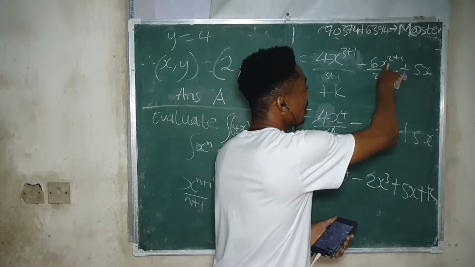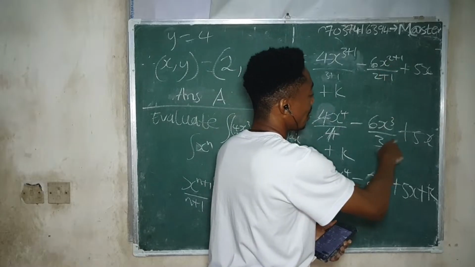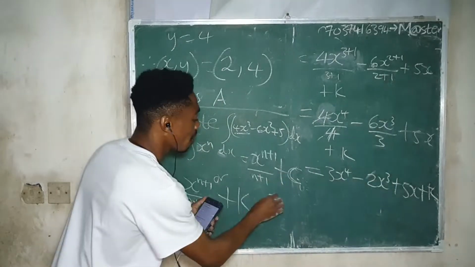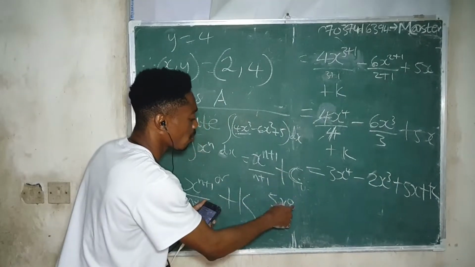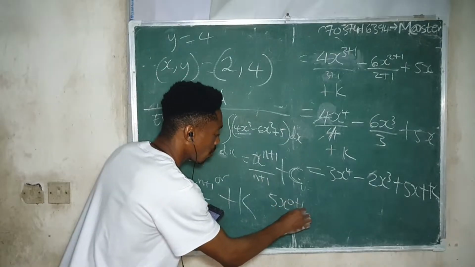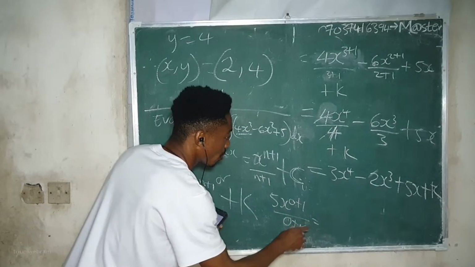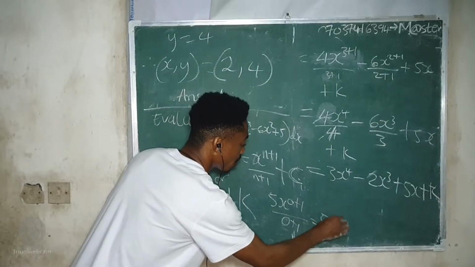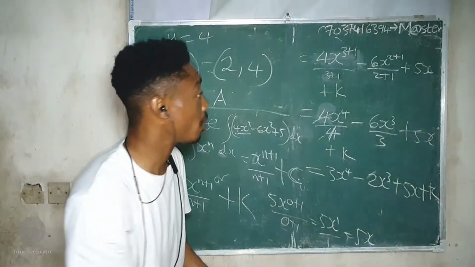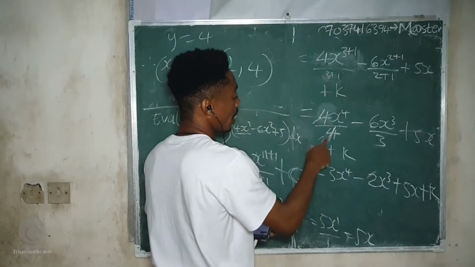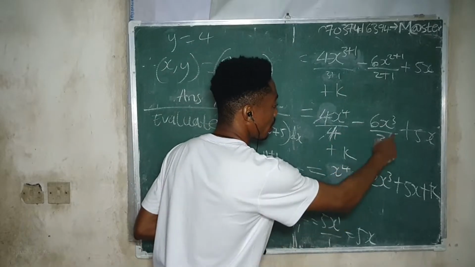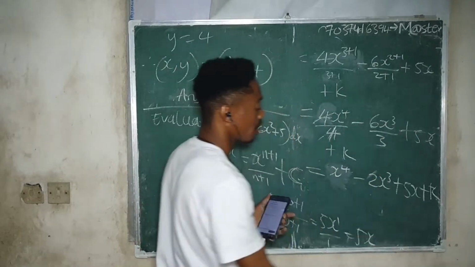So this is 6x raised to the power 3 all over 3. This is 5x. Some people are wondering, how is it possible for 5? 5 is 5x raised to the power 0. So I'll add 1 and divide by 0 plus 1. So this is 5x raised to the power 1 all over 1, which is 5x. That's the answer. So my answer becomes x raised to the power 4 minus 6x cubed divided by 3 is 2x cubed plus 5x plus k.